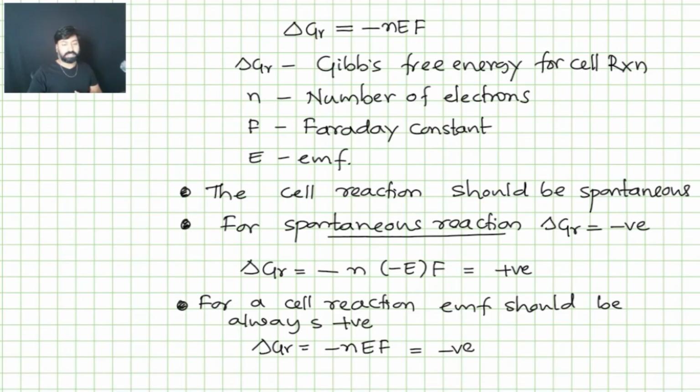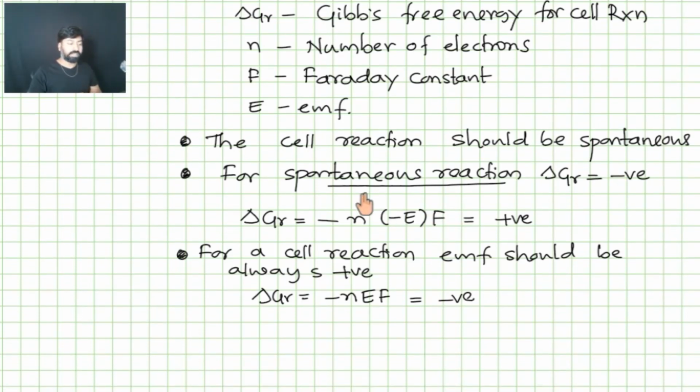So we can say a few important points. One, the cell reaction should always be spontaneous. For spontaneity, the Gibbs free energy should be negative all the time. To bring the Gibbs free energy negative, the EMF of the cell should always be positive. Remember this, the EMF of the cell should always be positive. The positive value of EMF indicates the spontaneity of the cell reaction in the given direction. This is all about the relationship between the EMF and Gibbs free energy of a cell reaction.